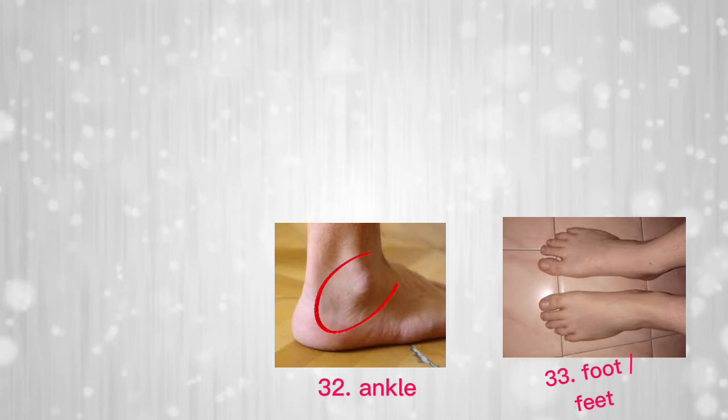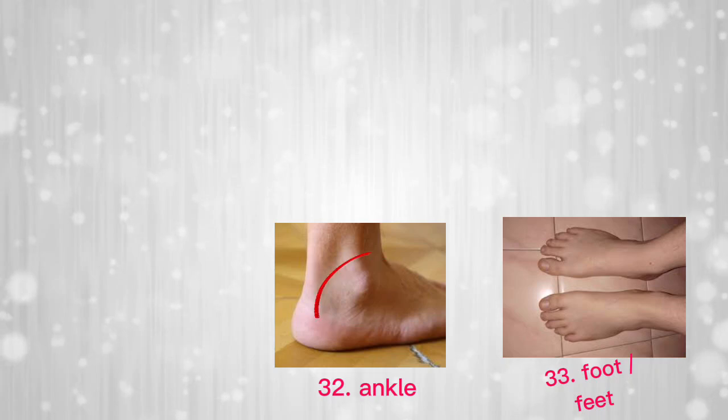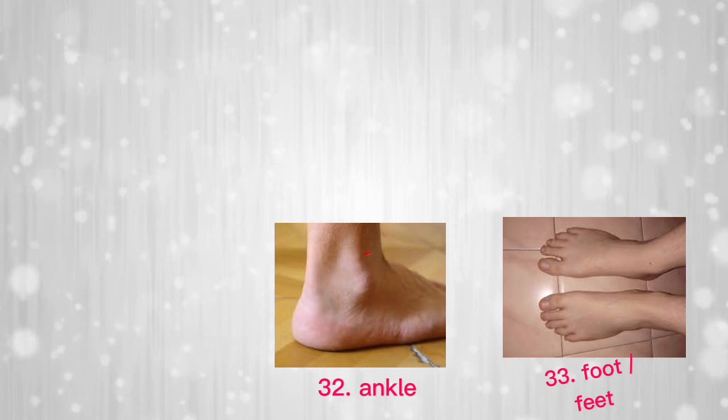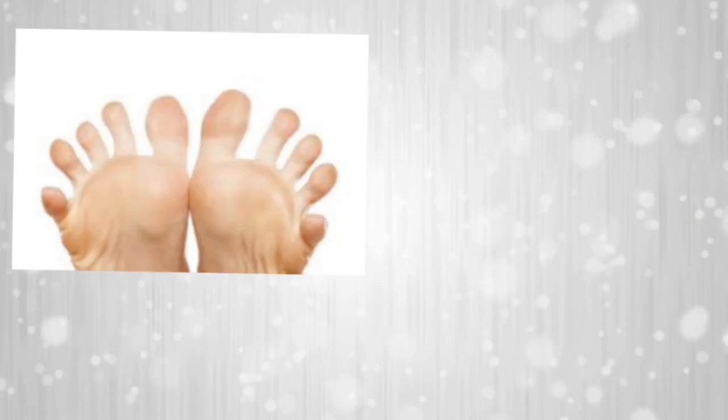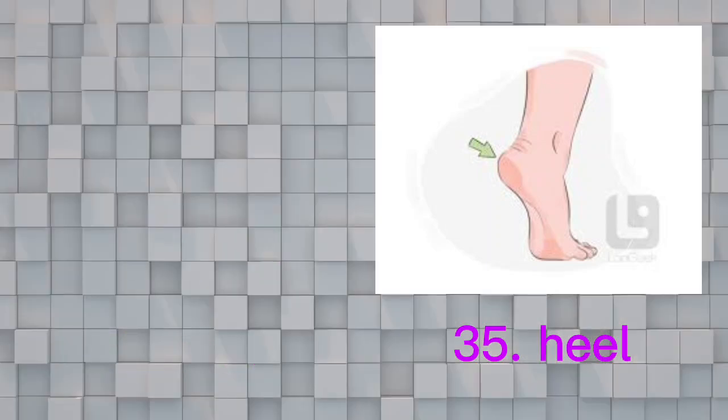32, ankle. Pay attention, we have two confusing words. Uncle, your father's or mother's brother, and ankle, the lower part, like a wrist, but it's in your foot. 33, foot. Pay attention, the plural is not foots. This is an irregular plural. Foot, feet. 34, toes, like fingers, but they are fingers for feet. We call them toes. 35, heel.